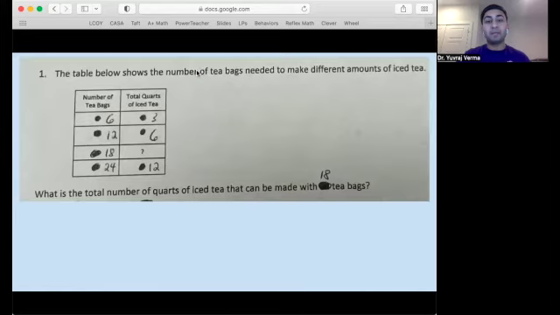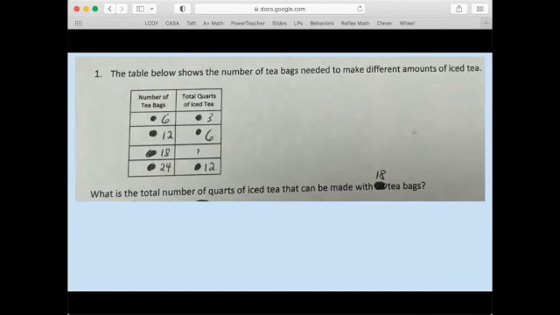Here we go. So the first question says, the table below shows the number of tea bags needed to make different amounts of iced tea. What is the total number of quarts of iced tea that can be made with 18 tea bags? So we have a ratio table. And what I'm going to ask myself is, what is the relationship between the two quantities? The two quantities are the number of tea bags and the total quarts of iced tea.